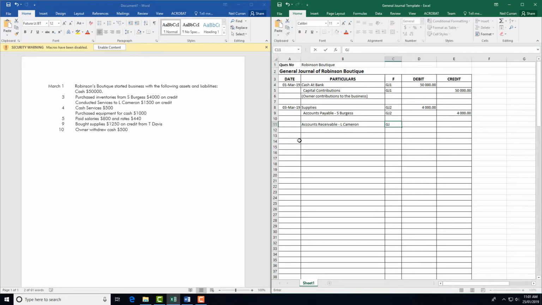General Journal number 3, and it is for $1,500. And the credit side of the journal will be services revenue.